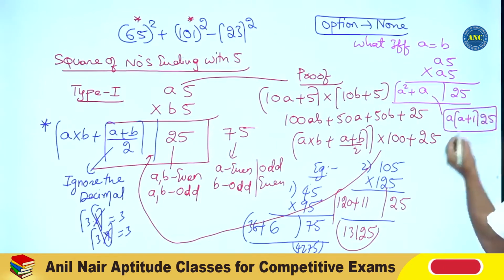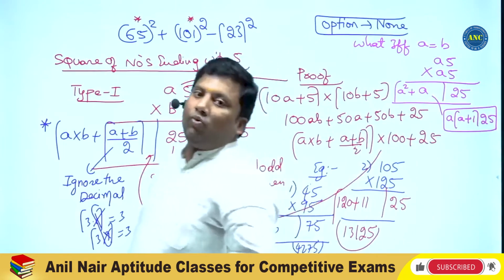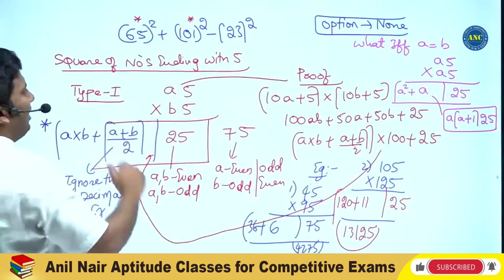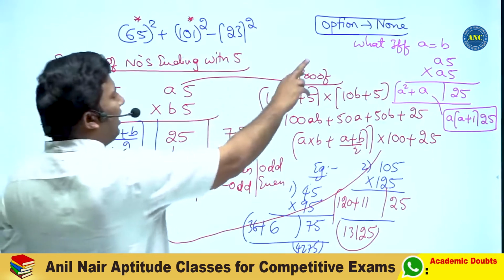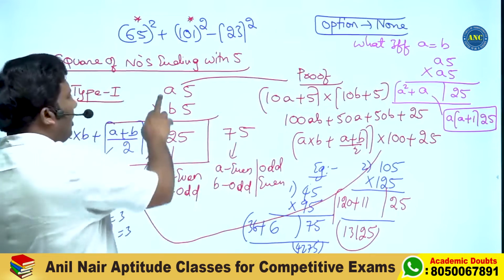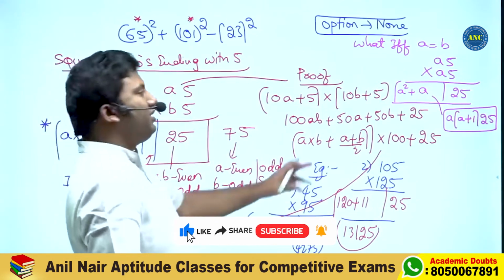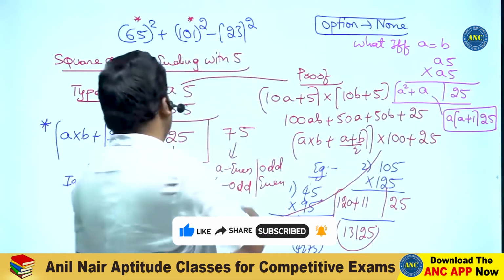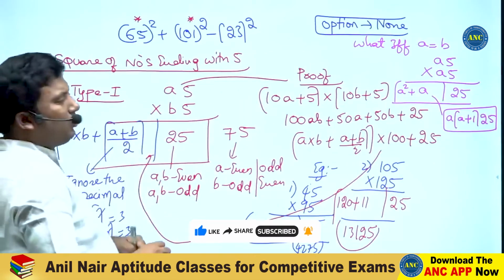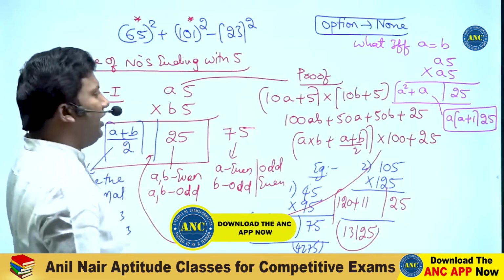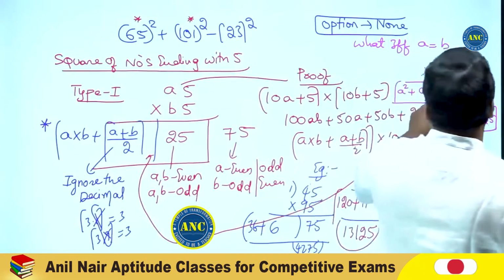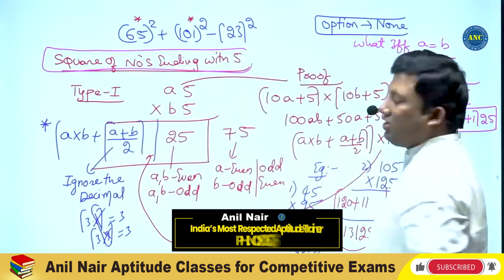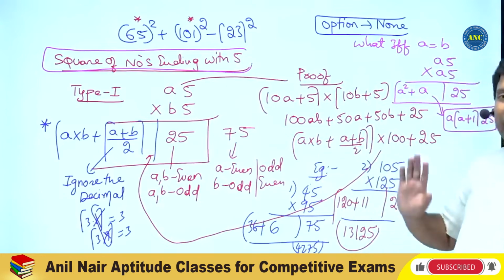Most of the teachers will teach you to add 1 and do it. Why are we adding 1? I hope the proof is extremely clear to you. What if A is equivalent to B? A5 into A5. A is even, even 5 into even 5, last 2 digits 25. A into A square plus 2A by 2, it is A. A into A plus 1, ending with 25. This is type 1 logic. I hope it is clear.